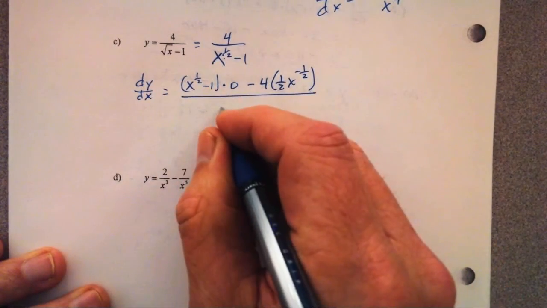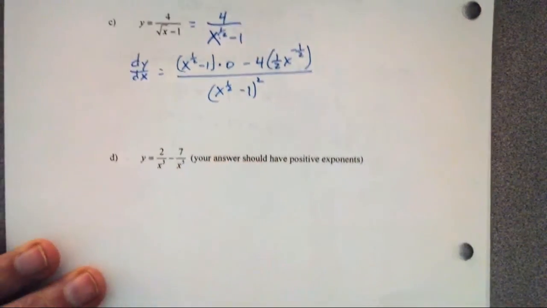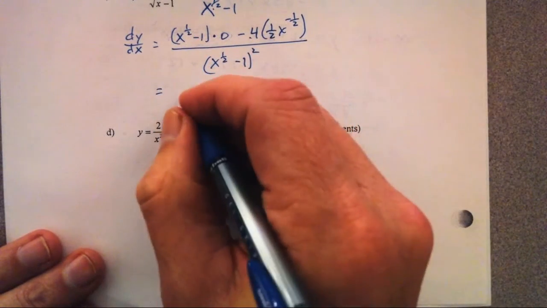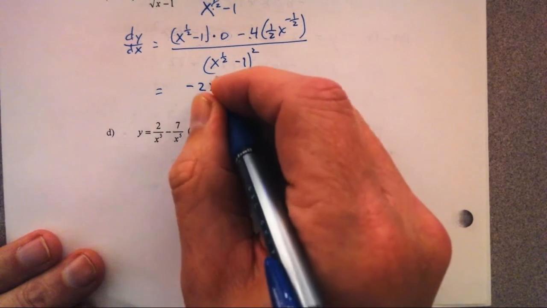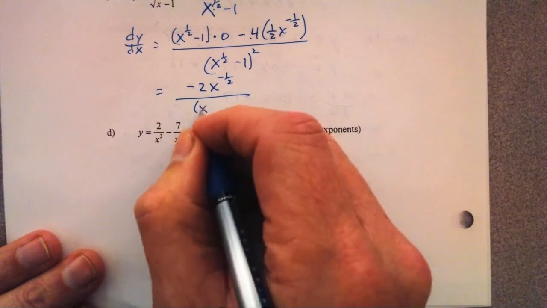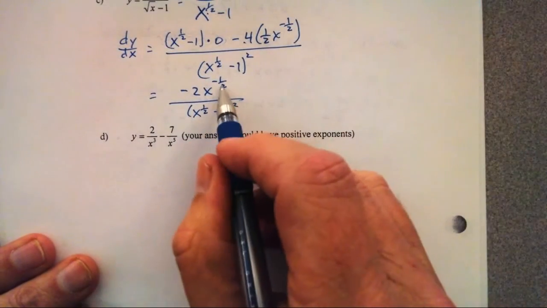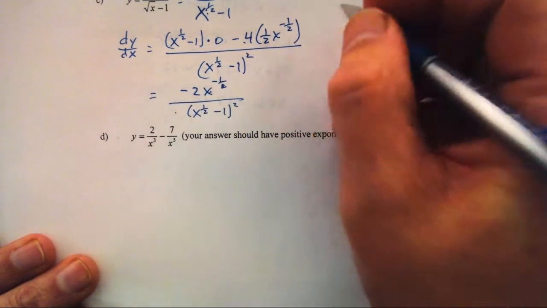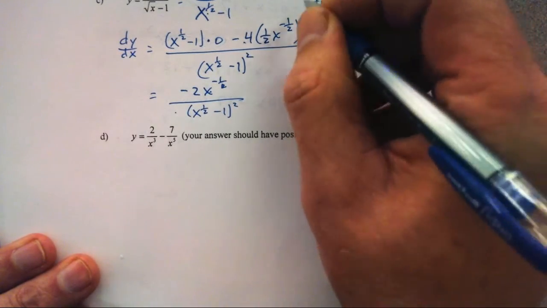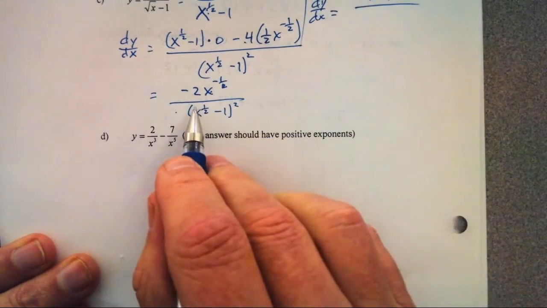All on the square of the thing below. So certainly we would simplify that. Negative 4 times 1/2 is negative 2 x to the negative 1/2 on x to the 1/2 minus 1 squared. That could become, since we have a negative exponent, I can drop that factor to the bottom. So I'm just going to repeat dy dx again, equals negative 2 on x to the 1/2.